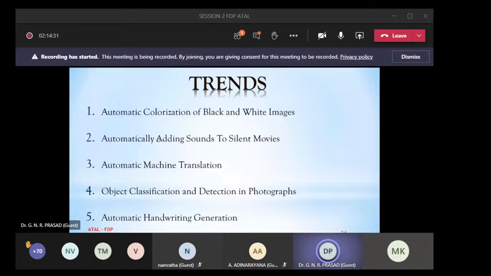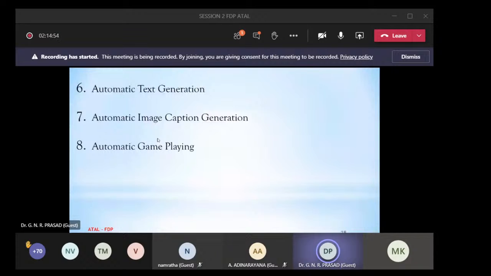Also there is object classification and detection in photographs. What objects do I need to identify? For example Facebook, as I said: when you upload a photograph, it says this person is there, belongs to something. Then automatic handwriting generation, automatic text generation, and automatic image caption generation. All these come as examples, along with automatic game playing. Chess is one of the games.